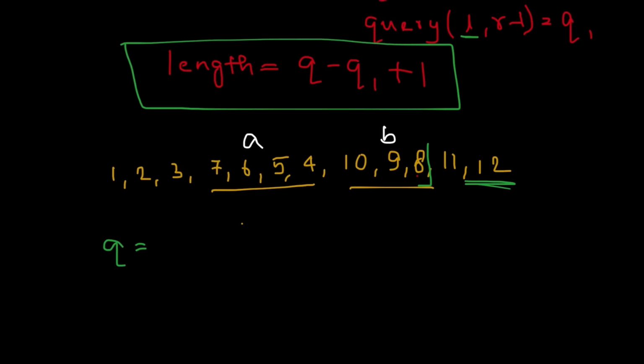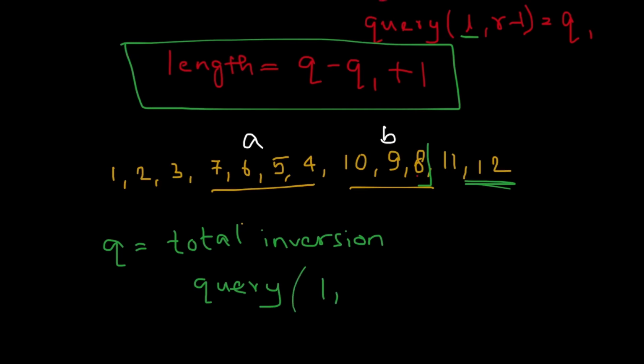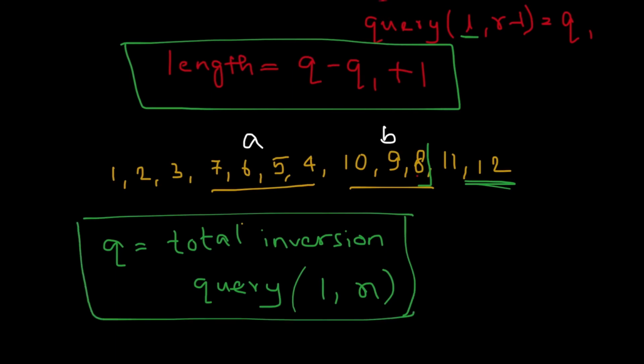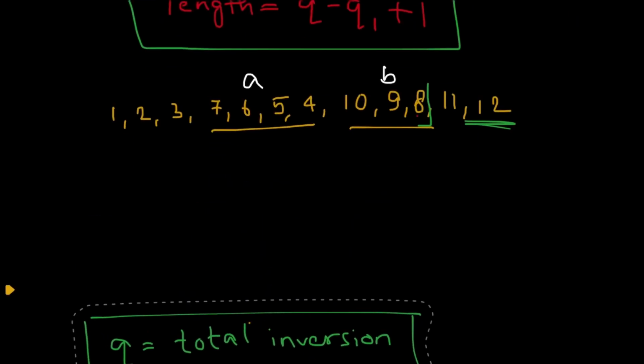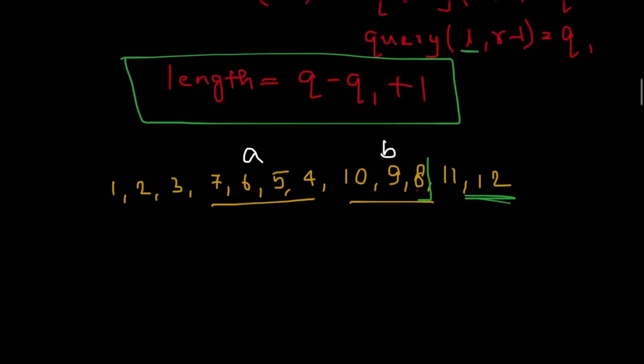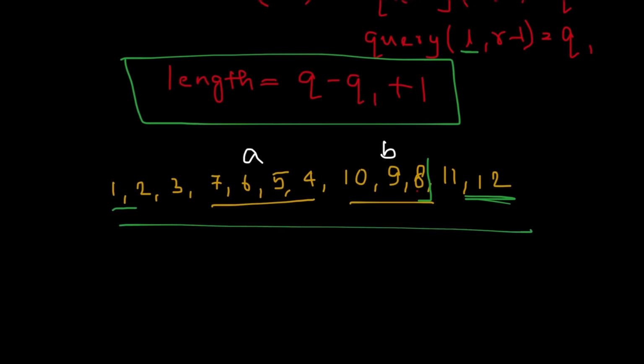So I can just denote it by the original one. Here Q will be total inversion, and I will get it by making a query from 1 to n, where n is the length, right? So this will be my first test. That will give me the total inversion. So after getting the total inversion, the total inversion for this is equivalent to the total inversion up to the last where the inversion stopped. That is here 8. So these two will be equal.